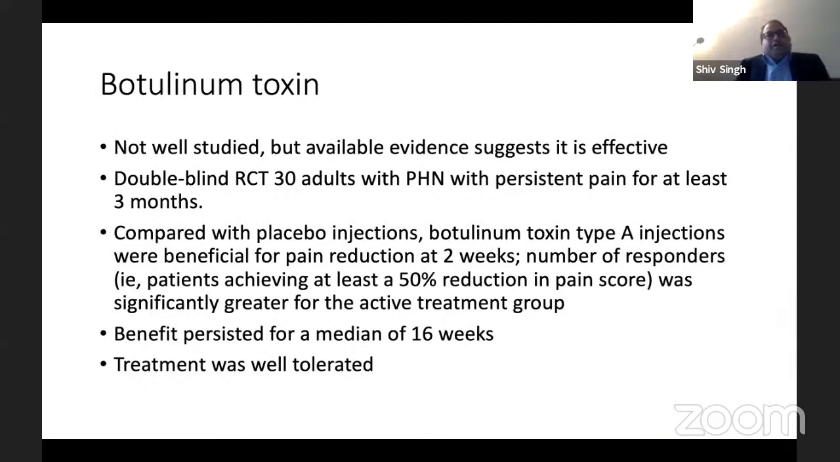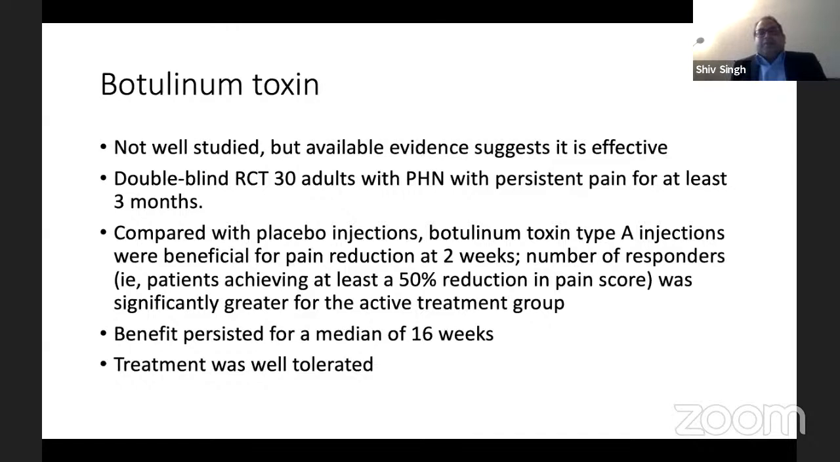Then botulinum toxin, this is not very well studied, but whatever evidence is available shows it is effective. There have been double-blinded RCTs, so 30 adults with postherpetic neuralgia with persistent pain for at least 3 months were given this trial. And compared with placebo injection, botulinum toxin type A injection was beneficial for pain. It was reduced at 2 weeks.